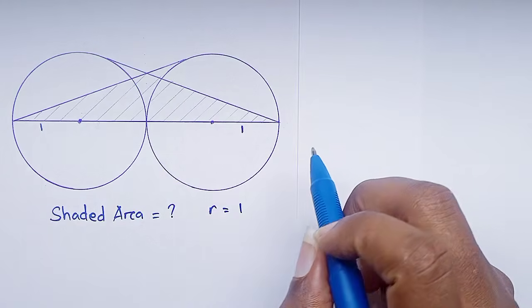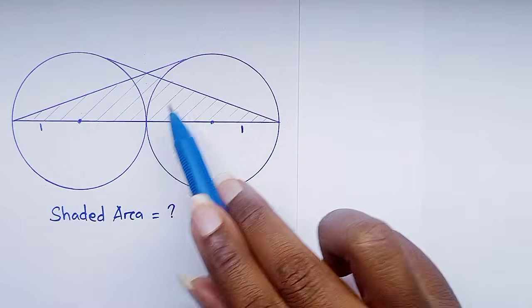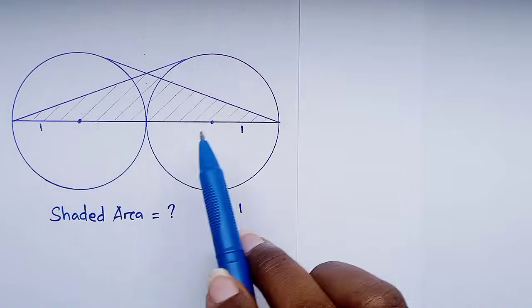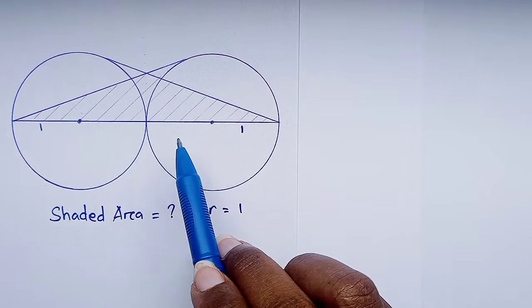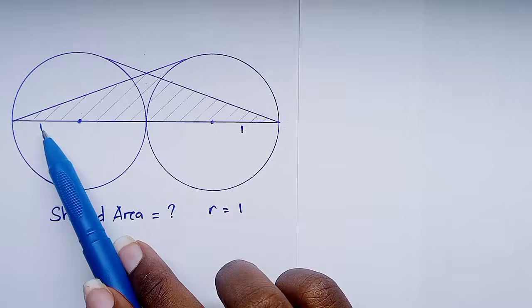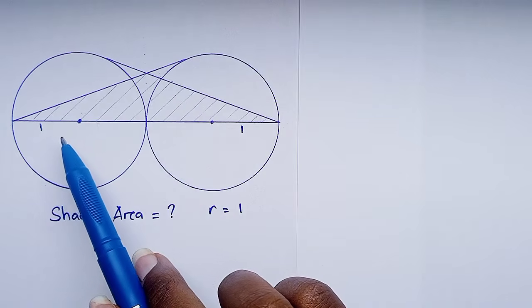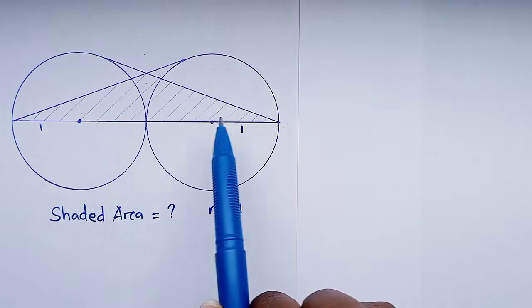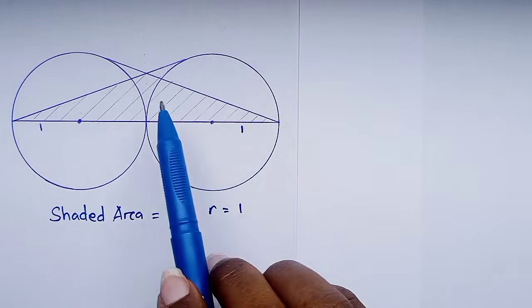In this figure, we are required to find the area of the shaded region. So we have two circles that are equal, that are joined at this point together, and they both have radius of 1. So meaning the diameter of each of the circles is 2, okay?